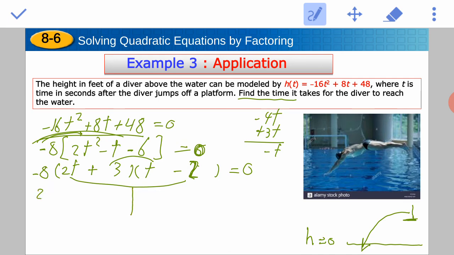You set the first factor 2t plus 3 equal to 0, or the other binomial t minus 2 is equal to 0. To solve this linear equation, you need to undo plus 3 by adding its opposite first. Now plus 3 and minus 3 cancel out each other. 2t is equal to 0 minus 3, which is minus 3. You divide both sides by 2, guys. It gives us t equals negative 3 over 2, the time. It means negative 1.5 seconds.